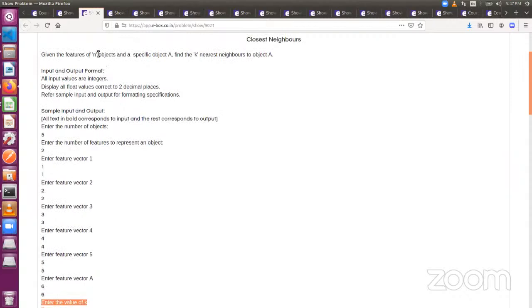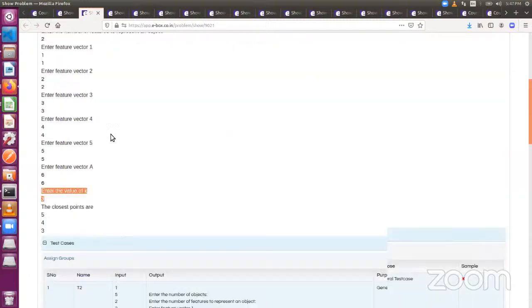You'll be given with n elements. Okay, so n objects will be given, and then the features of those n objects are also given. Okay, so number of features.